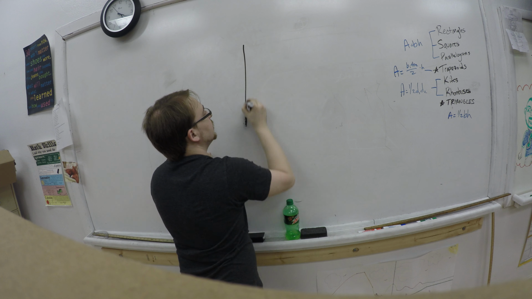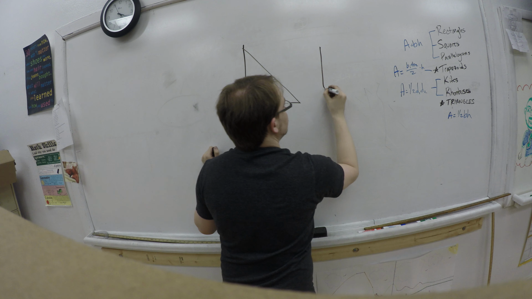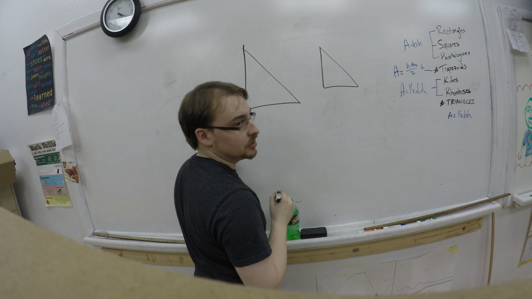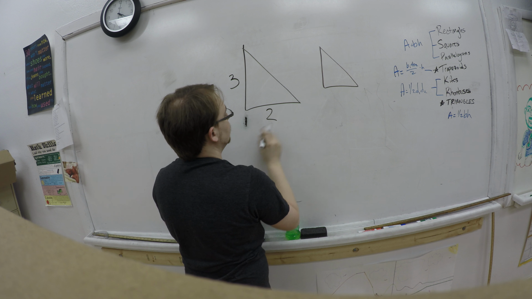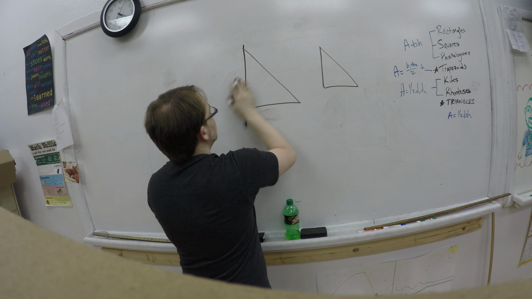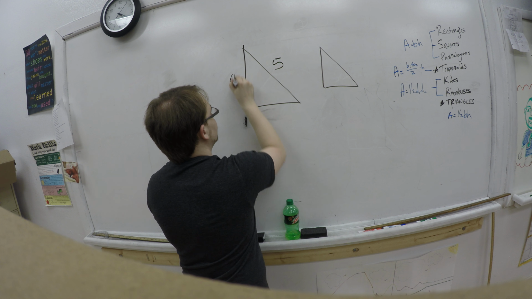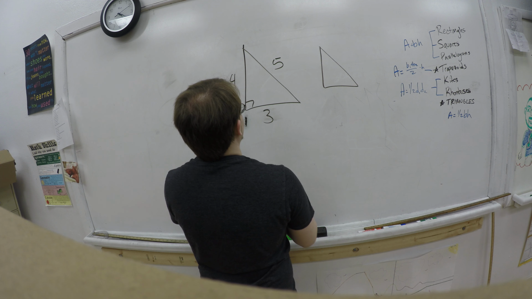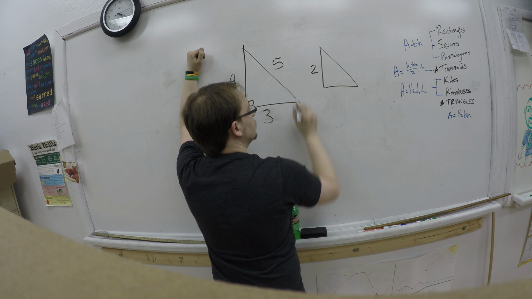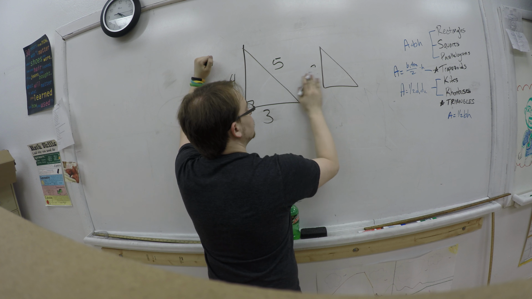So if I give you a polygon, like this guy, and this guy, and I say they're similar, okay? And I label all the sides out. This is 3, this is 2. Well, let's do something that's realistic, I guess. This is 5, this is 4, and this is 3. And I'm telling you, this is similar, okay? And that this guy is 2. No, let's do it this way. This guy is 8.